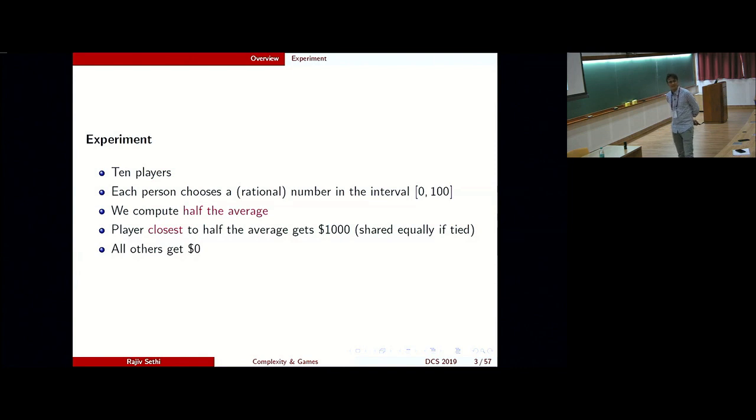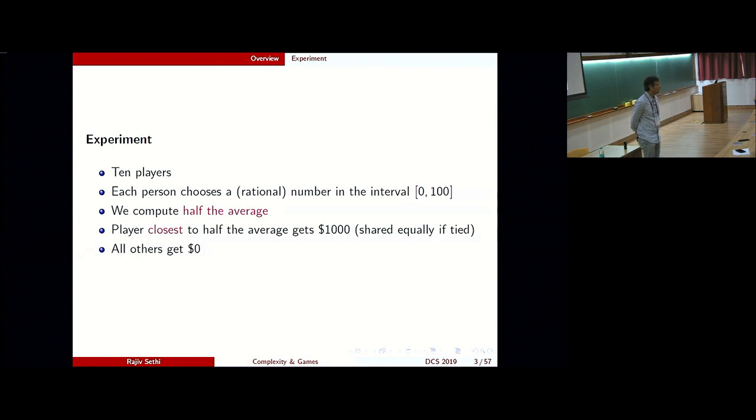You'll get $1,000, and if there are ties, you share it equally, and everybody else will get 0. That's a very simple game, right? So however many people get closest to half the average will share $1,000. That's the payoff, okay? And we'll put this in the structure of game theory later. But you can go ahead and write whatever number you want.